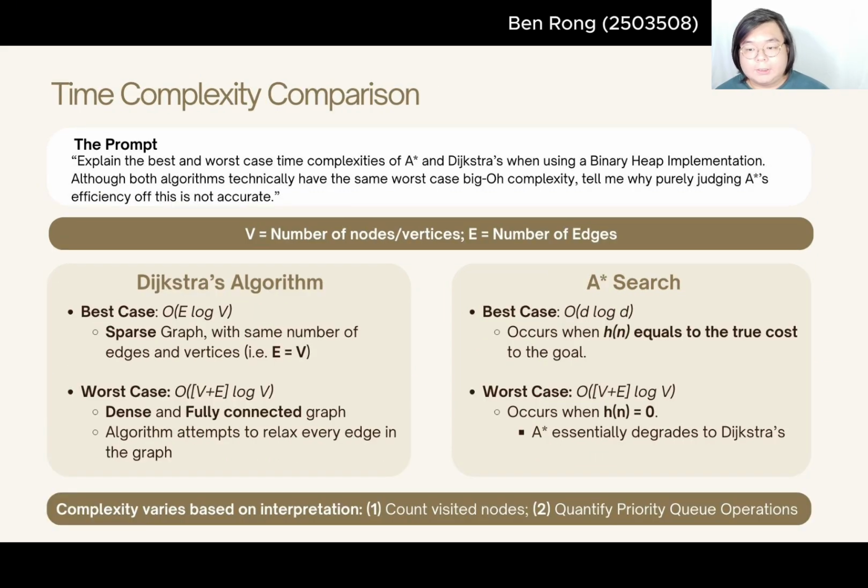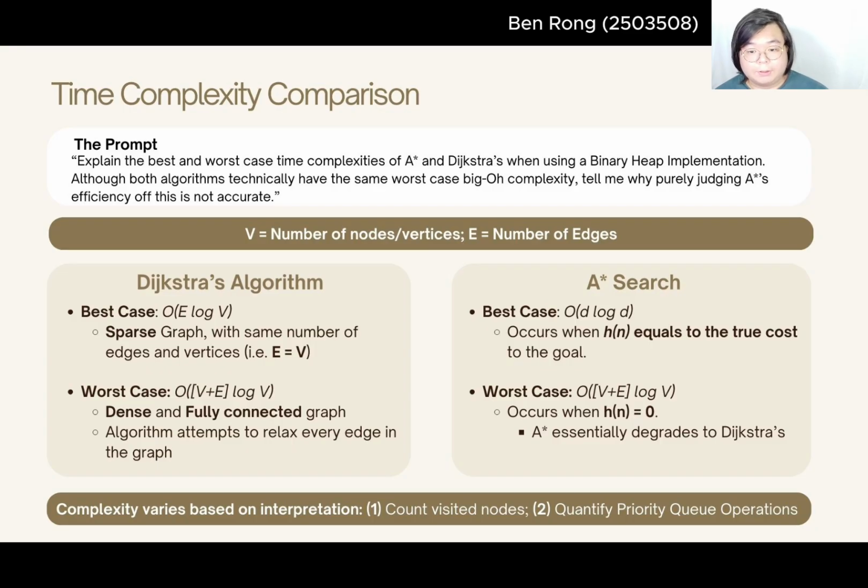So for time complexity comparison, the prompt that we gave was to explain the best and worst case time complexities of A-star and Dijkstra's when using a binary heap implementation. Although both algorithms technically have the same worst case big O complexity, it should also tell us why purely judging A-star's efficiency by this is not accurate.